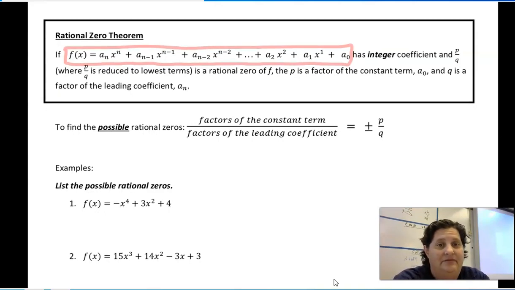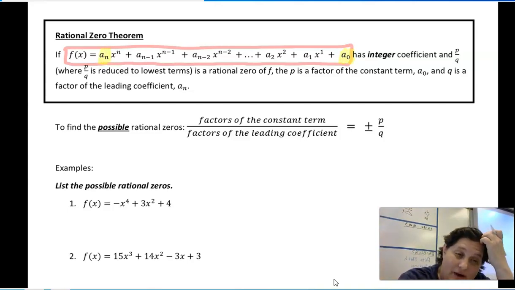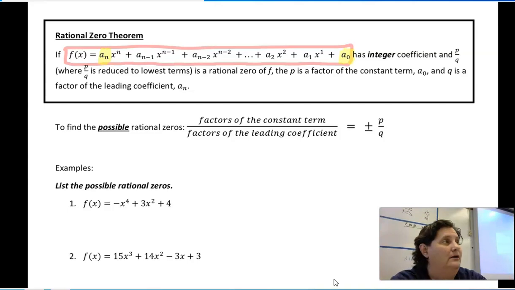If it's going to have any rational numbers, it has to be of the form p over q, where p is a factor of the constant term at the end. q is a factor of the leading coefficient. Okay, I don't really know why they use p and q. There's an old saying, mind your p's and q's. Who knows where we get this from. Okay? All right, so this is how it works. Let me show you guys.